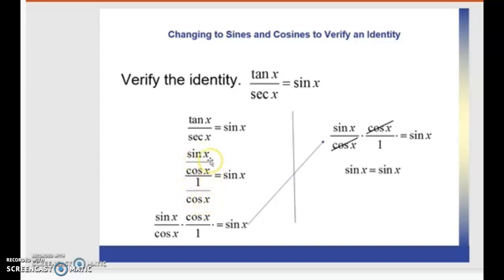We have a complex fraction. The middle major fraction bar means to divide. We're dividing by a fraction, so we use that procedure, invert and multiply. Once again, we're able to cross cancel because we have like terms, so cross canceling out the cosine of x, we are left with the sine of x equal to the sine of x. Yes, the left-hand side is equal to the right-hand side. So this identity is true. It has been verified.